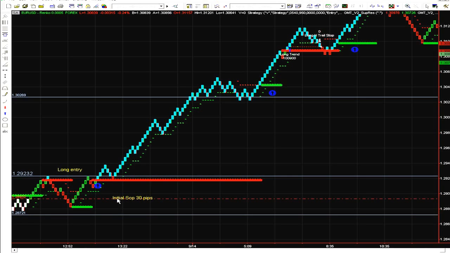So whatever you decide, though, you've got to be consistent with your analysis and with your testing. So what I've chosen here is an initial stop of 30 pips. So what that means is that initial stop stays in the market. So that's your initial stop.